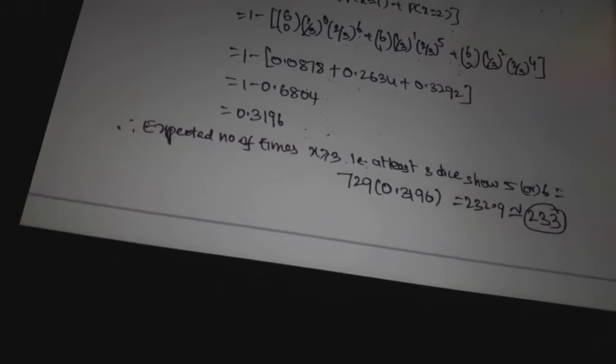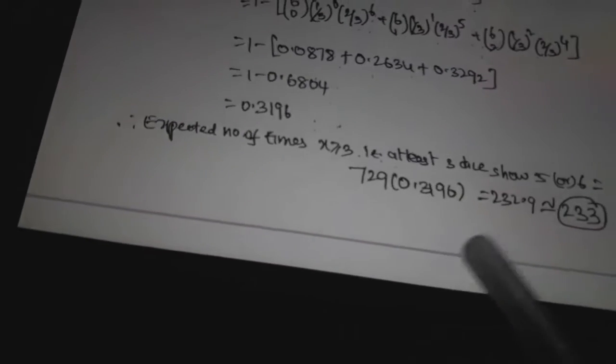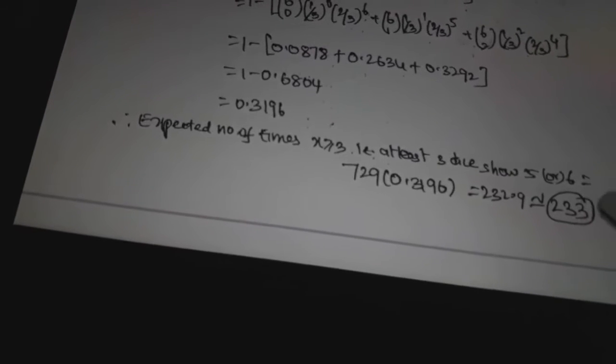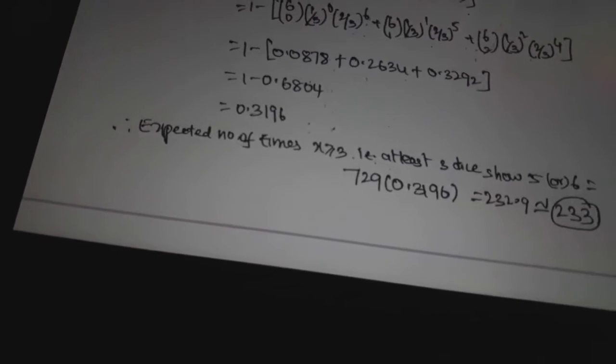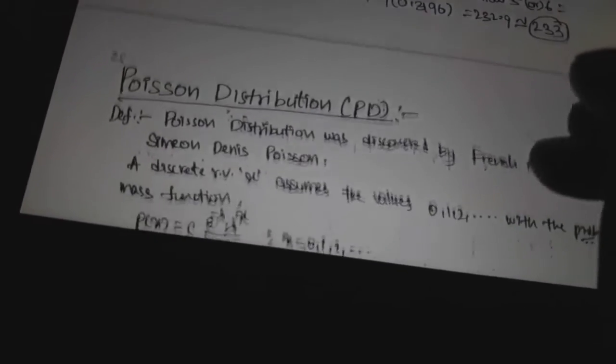That's why 729 into whatever the probability they will get, substitute here and simplify. 233 times out of 729 it shows 5 or 6 in at least 3 dice. Now these are the different problems related to binomial distribution. Then enter into the Poisson distribution.